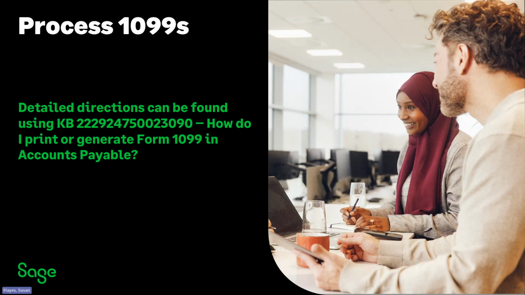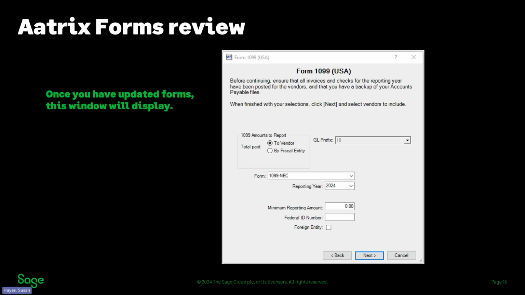Okay, here's the knowledge base article for detailed directions on how to print and generate the forms. And we're going to start here with the first screen. So once again, like on your 1099 prep report, you have the option to print by vendor or by fiscal entity. If you print by fiscal entity, the GL prefix drop-down will become active, and it will allow you to pick the prefix that you need to print the 1099s for.